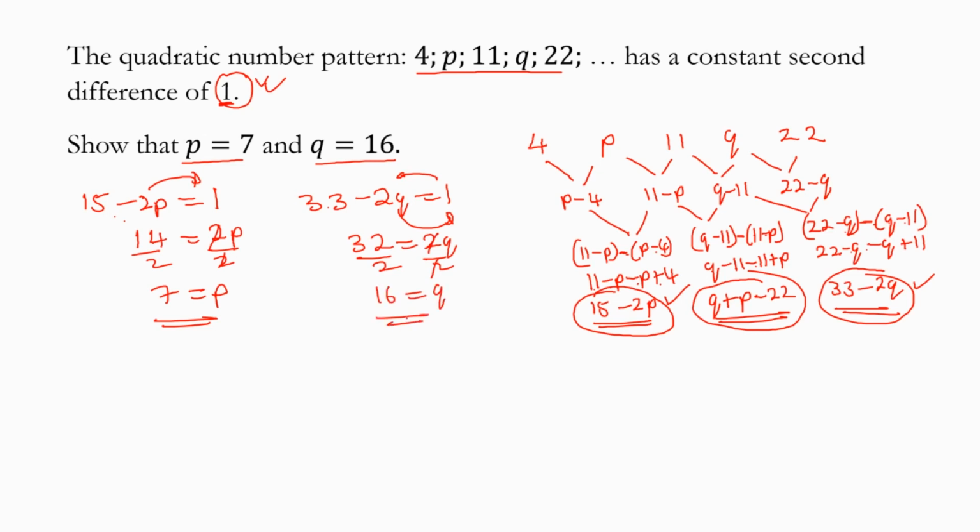Done. Even if you substitute your p here, we got that p is 7. So you can substitute your p here, put 7, and then say q plus 7 minus 22 is equal to 1. You still get q is equal to 16.